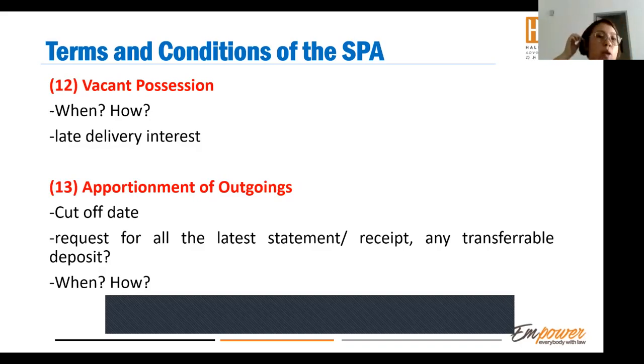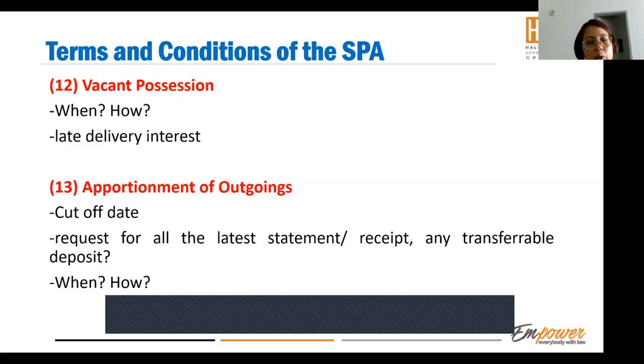this is to protect the purchaser's interest. Okay, this one is also very important: apportionment of outgoings. If this is not properly done, there will be a lot of issues after the transaction is completed. The vendor will call you, the purchaser will call you, because they will have statements received that are not under their name, or supposed to be under their name. The cut-off date for the apportionment must be ascertained in the agreement. It's either the date when the balance purchase price or the late payment interest is received, or the date the property is delivered.